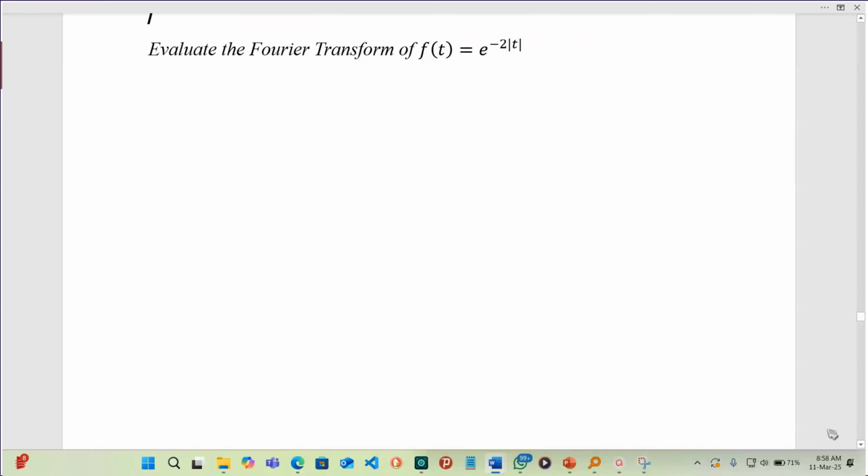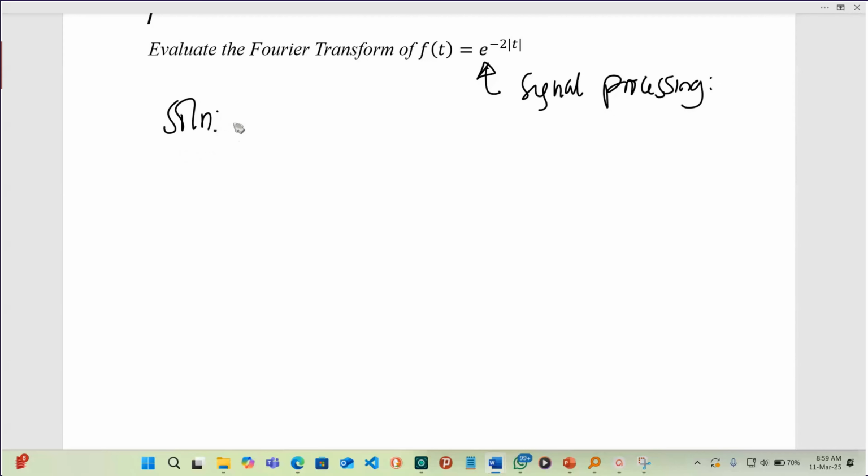We are looking at computing a Fourier transform, and this is going to be an example that is going to make us understand how to do a Fourier transform. So if I write the Fourier transform, f of t is equal to exponential of negative 2 times the modulus of t. This kind of signal is important in signal processing. So let's look at the solution for the Fourier transform.